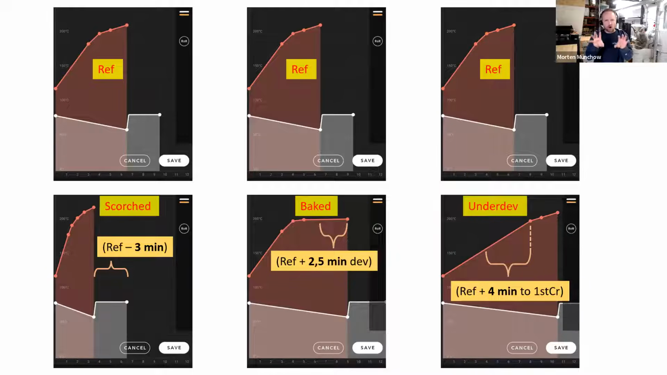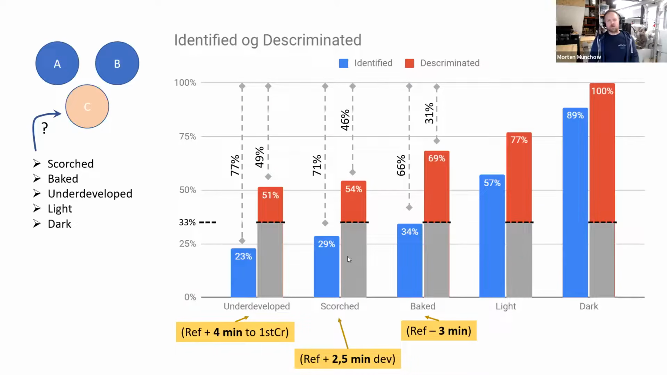So the trick here is they are all the same color. The scorched, baked, underdeveloped, and reference are the same color. And because it's the same color intensity, people really struggle to taste the difference.